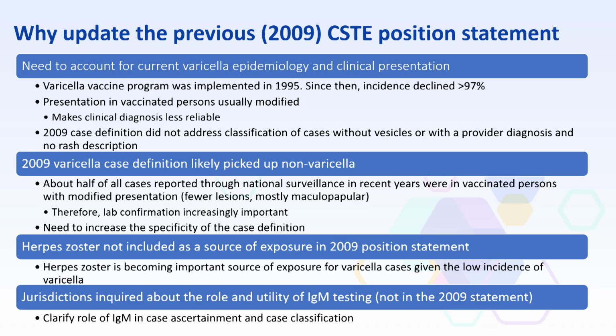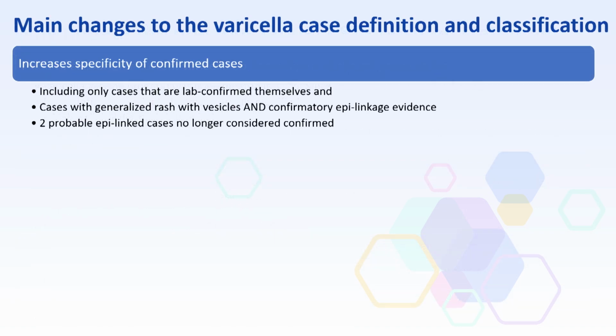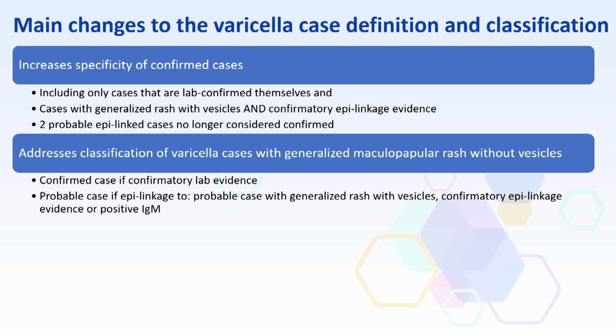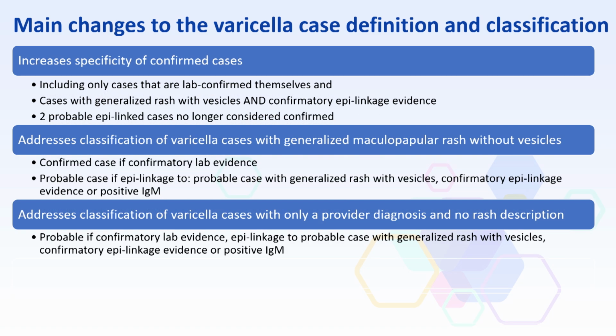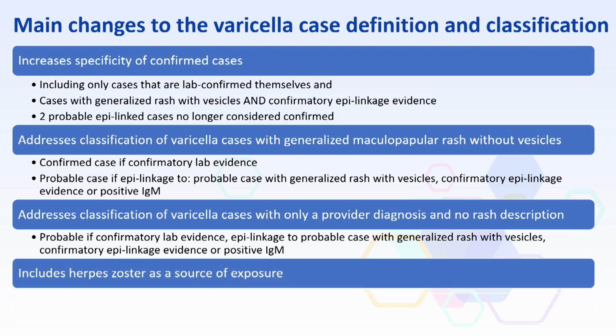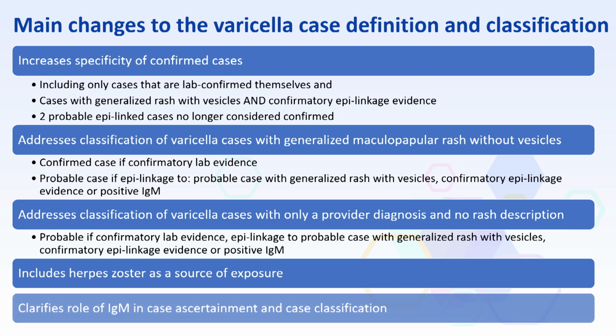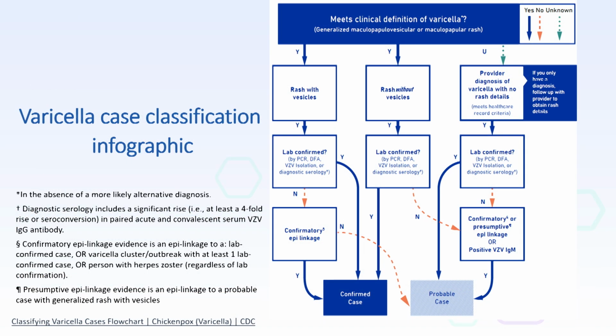not previously addressed. To summarize the main changes, the new case definition and classification increases the specificity of confirmed cases by including only cases that are laboratory confirmed or have confirmatory epi-linkage evidence. It also addresses classification of varicella cases with generalized maculopapular rash, but without any vesicles, as well as for varicella cases with only a provided diagnosis and no rash description. It includes herpes zoster as a source of exposure. Lastly, it clarifies the role of IgM in case ascertainment and case classification. CDC created an infographic to aid in classification of probable and confirmed varicella cases using the 2024 varicella case definition and classification.